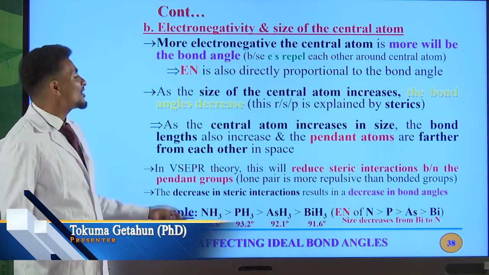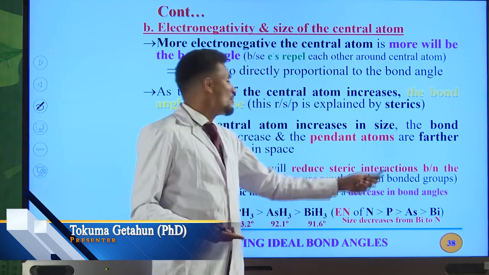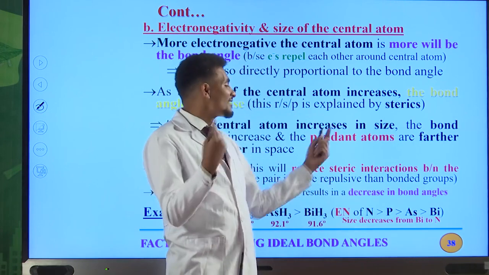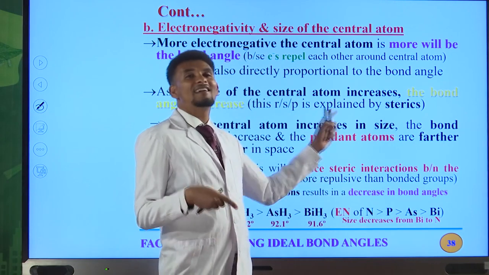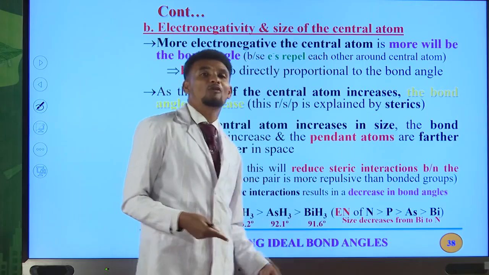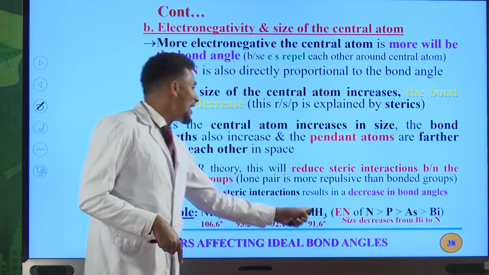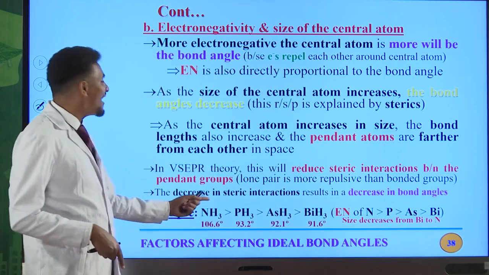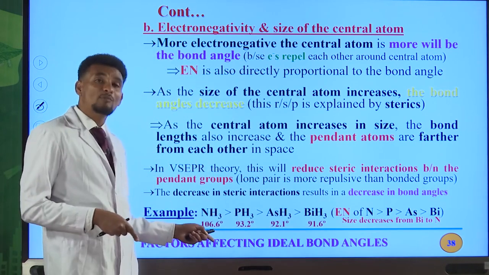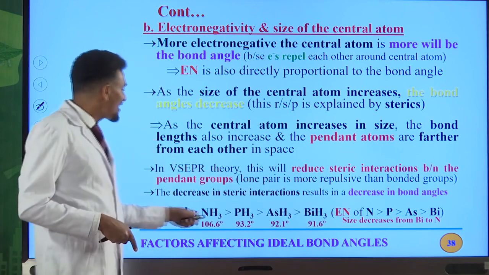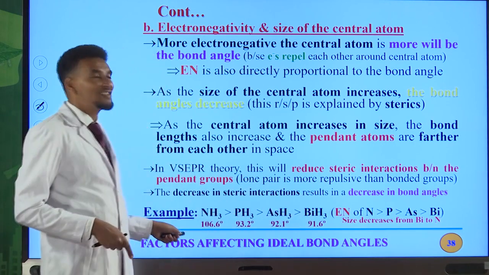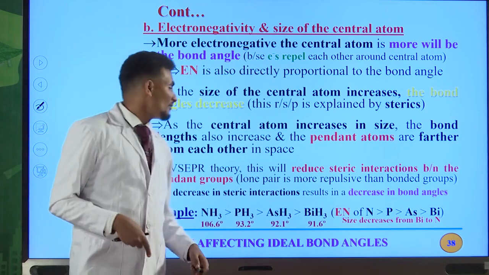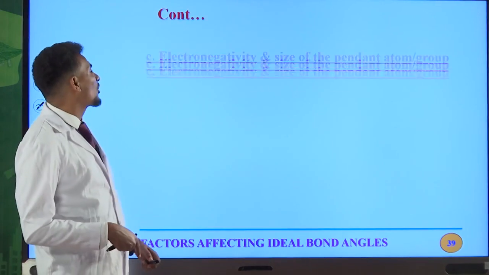But when we see the size of the central atom, Bi has larger size when compared with As. As has larger size when compared with P, and P has larger size when compared with nitrogen. So this one has larger size but smaller bond angle. This one has smaller size but larger bond angle. Therefore, the size decreases but the bond angle increases from BiH3 to NH3. All of them have trigonal pyramidal shape. I already told you about this one.